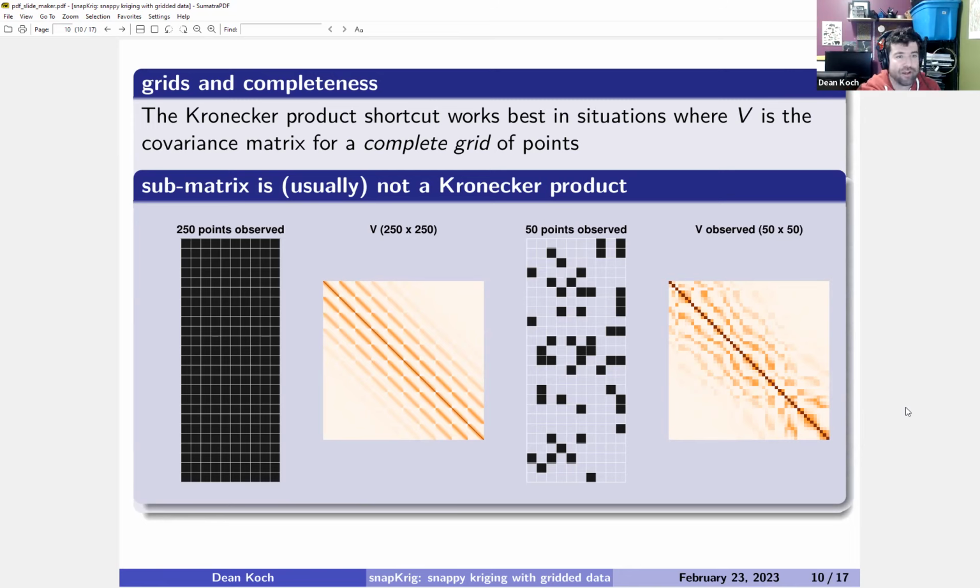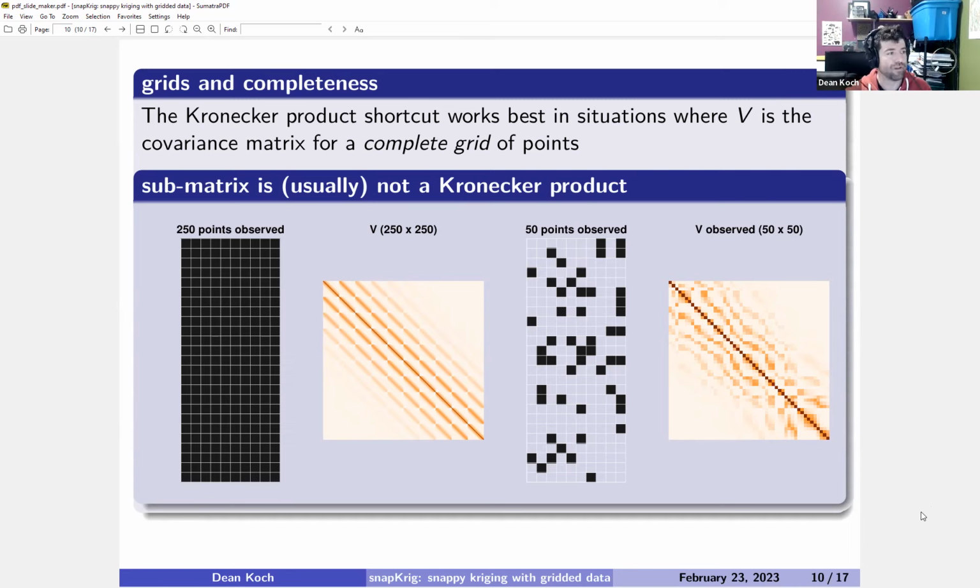On the left, we've got a 25 by 10 grid, and we can construct a covariance matrix for all the points in that grid. And it might look like the heat map on the left, a 250 by 250 matrix. You can see the structure, the block structure, the banding. There's a lot of symmetry in this matrix.